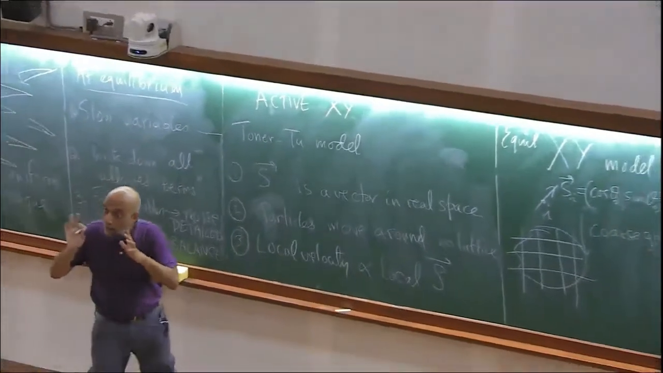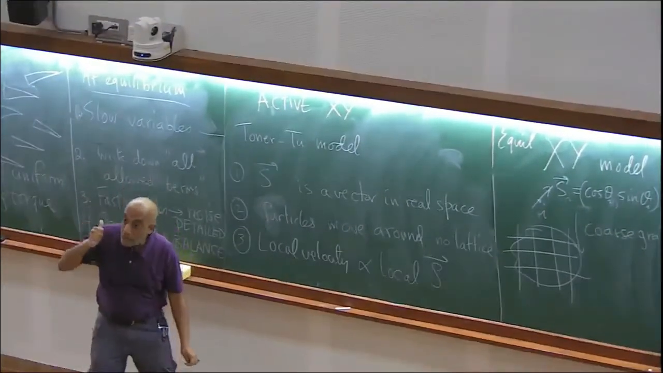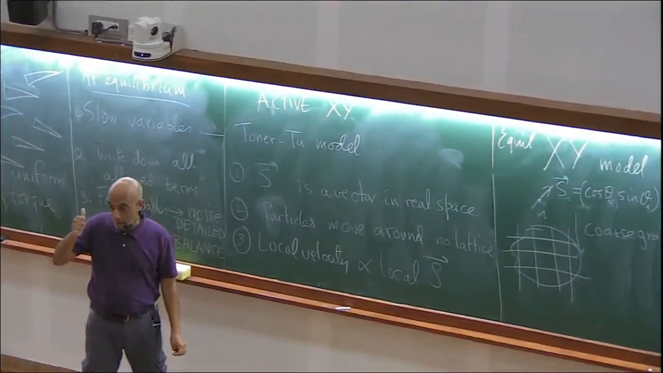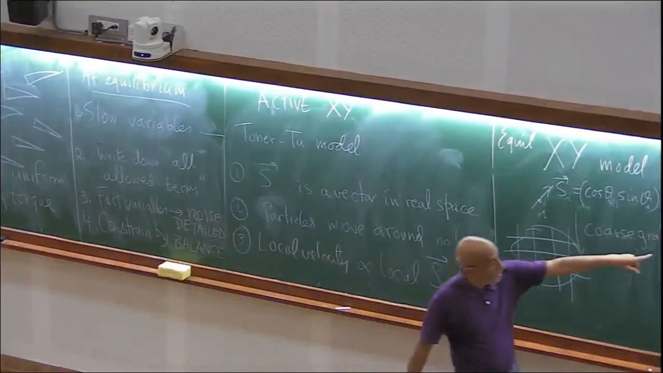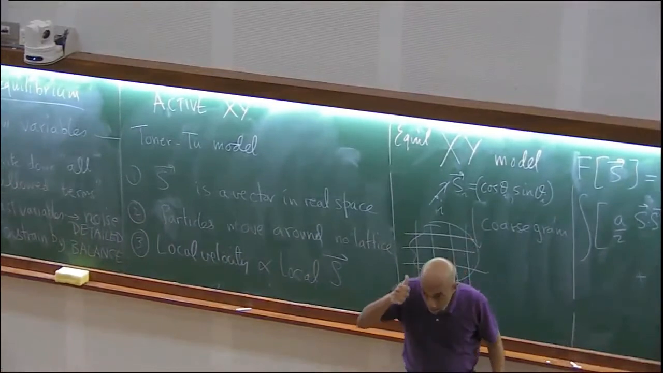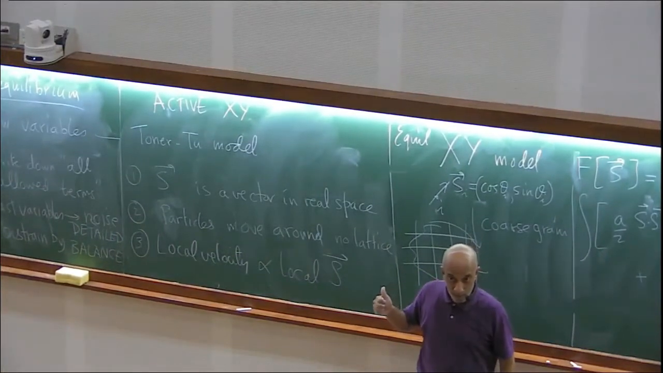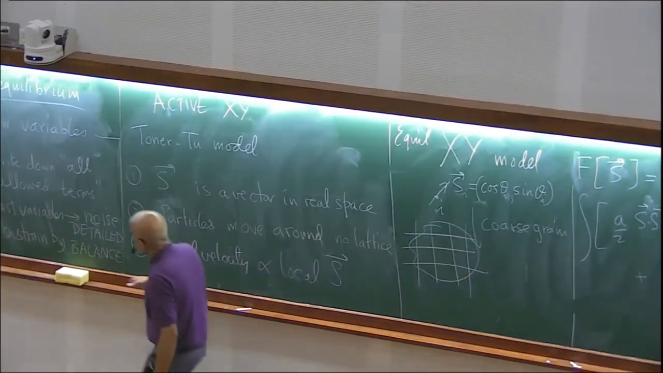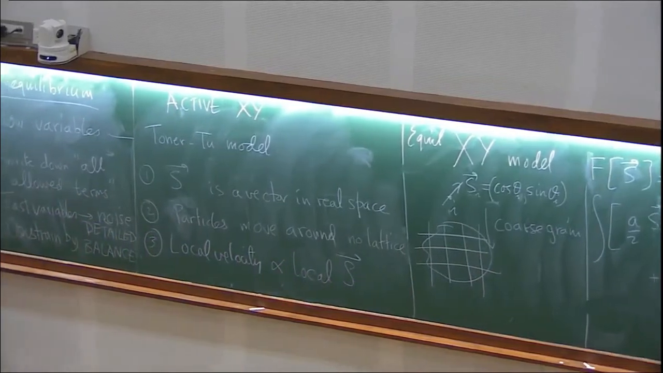Why am I mentioning there are particles? I'm introducing an additional slow variable, the number density of particles. Here, the only slow variable I had was the order parameter. Right? Now I've got an S and I've got a density of particles. So let's see what happens.